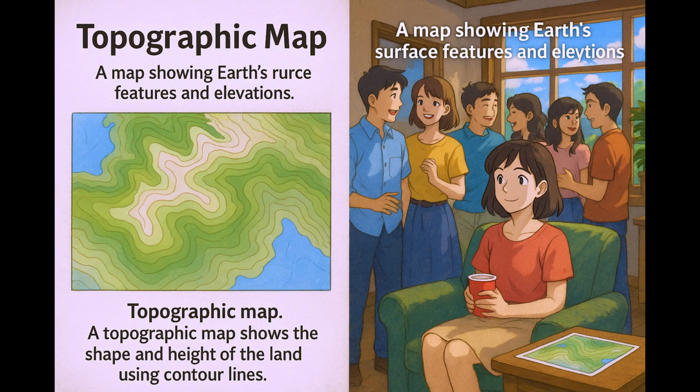Just like finding your way through the room requires understanding where people are clustered and where there's open space, reading a topographic map involves interpreting lines and symbols to understand the terrain's highs and lows.